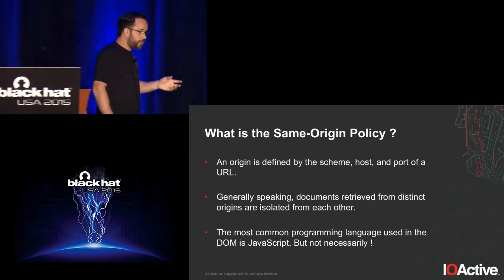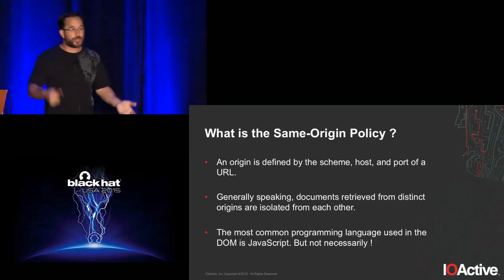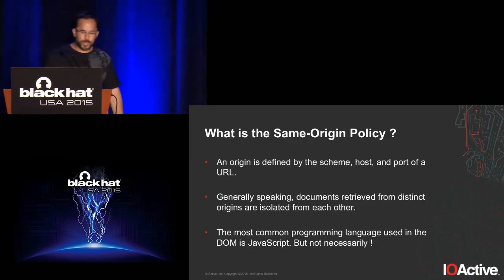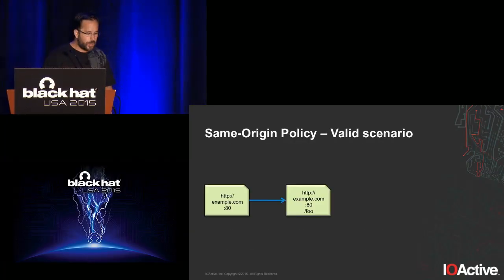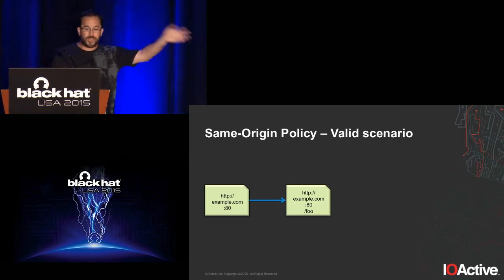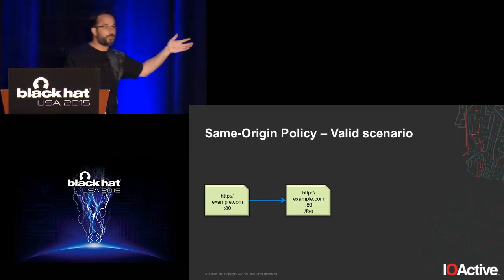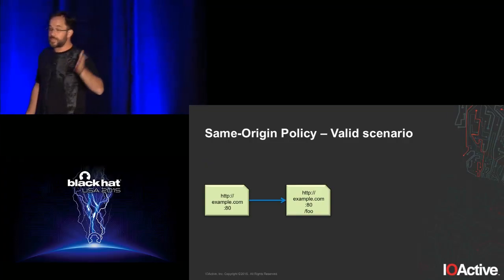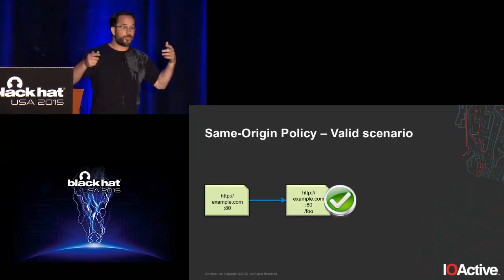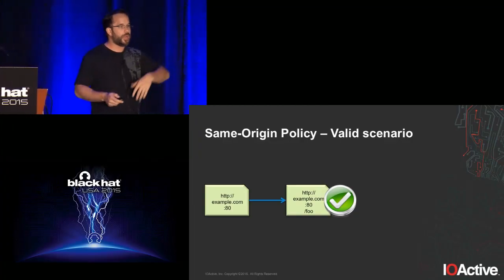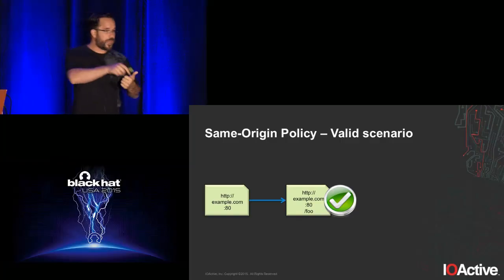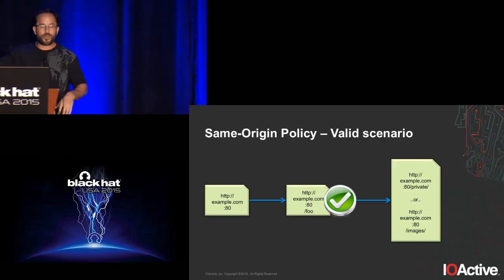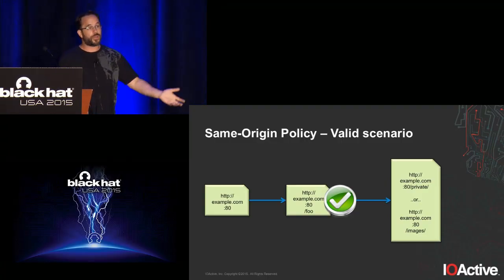Normally, when you're trying to abuse this, you may rely on JavaScript, but that's not the only programming language that is capable of abusing the same origin policy. This is a typically valid scenario. You have the example.com application running on HTTP on port 80, and it's trying to access a second web page that is being hosted on the same web server. The web browser will say, it's okay, go ahead, I trust you, you have the same scheme, the same host, the same port, you are good to go. You know what? You can access all the web pages on this web server if you have the privilege.